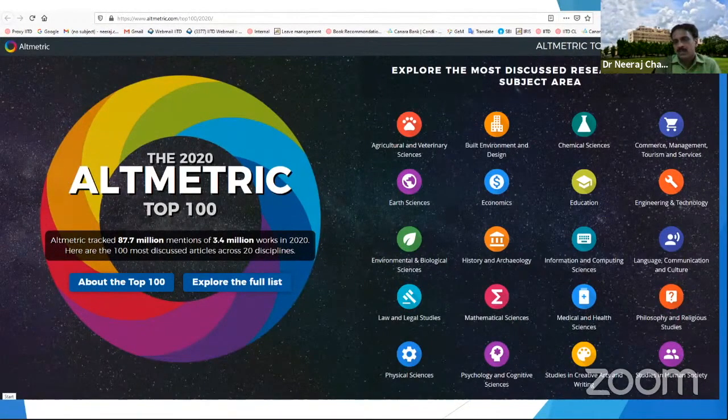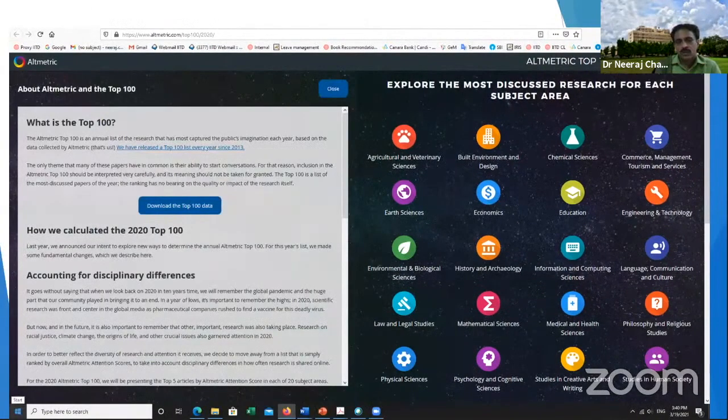What it is giving, basically, is which area is the highly discussed research area. It will give you the detail about that. It also gives every year the top 100 most discussed research areas or subject fields. So what is top 100? You can download those articles which are highly discussed.